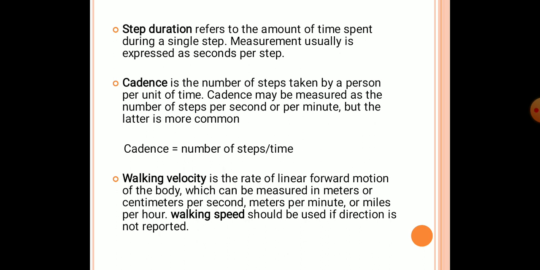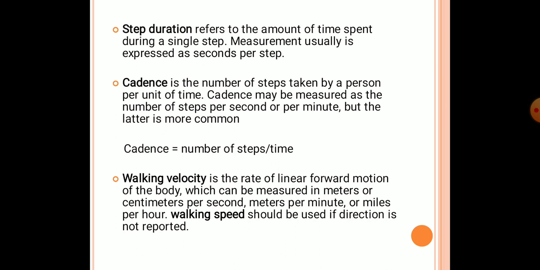And next is cadence. Cadence is the number of steps taken by a person per unit time. So we define cadence as the number of steps in a specified time or unit period of time. It can be in seconds or in minutes, but usually we take the minute. So the number of steps in a minute is known as cadence, or to define it more clearly, the number of steps in a unit time is known as cadence.